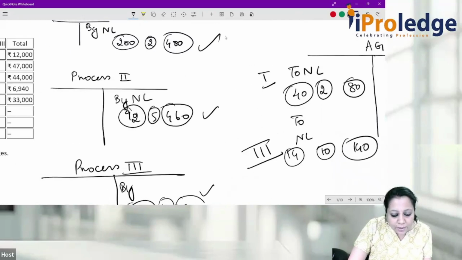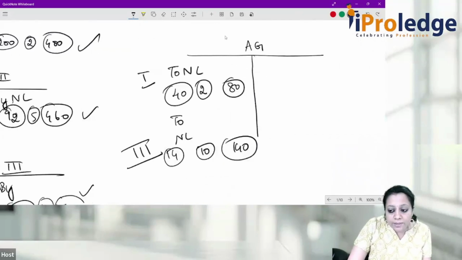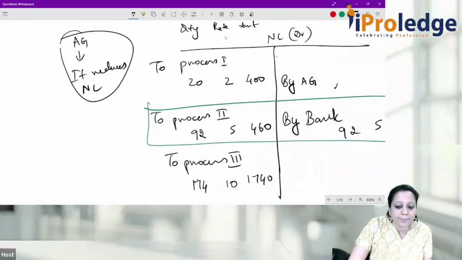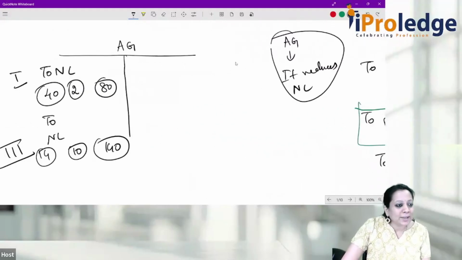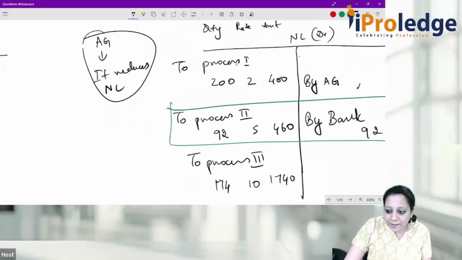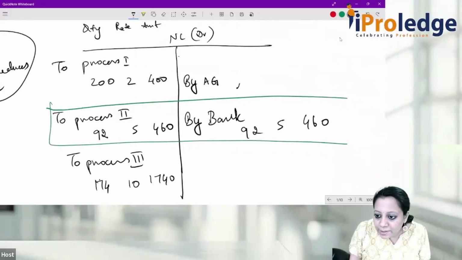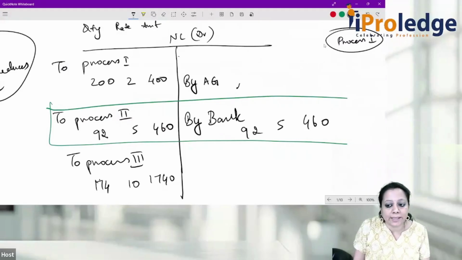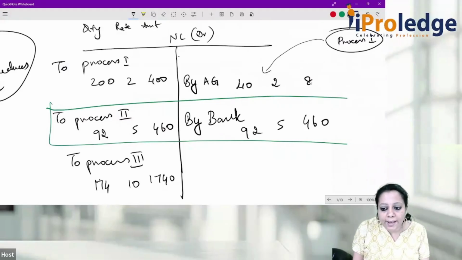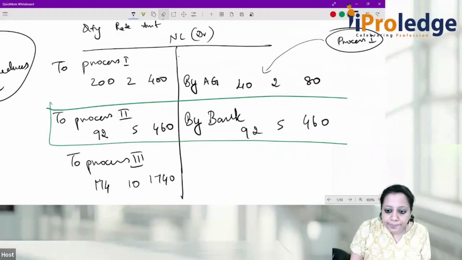For the first one, it is 40. Oh, this is 202 and 400. How can it be 40? Okay, my dears, now the abnormal gain is 40. Isn't it for process 1? So for process 1, I know you don't have to write this in the exam, simply I'm telling you, it is going to be 42 and 80. Correct?